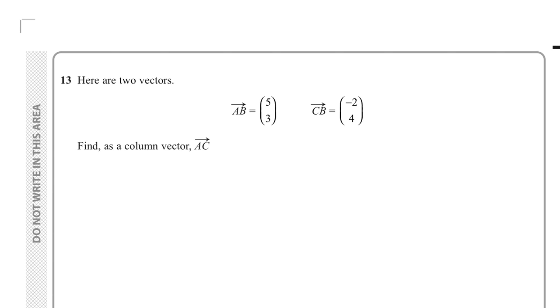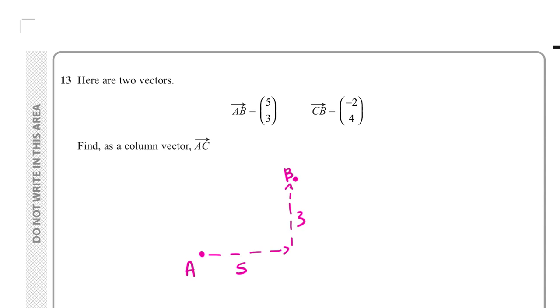Question 13. Here are two vectors. AB is (5, 3), and CB is (-2, 4). We want to find as a column vector AC. What I like to do with these types of vector questions, the way my brain works, is to draw them out. So think about A. If A is here, how do I get to B in column vector form? This means I'm going across 5 and I'm going up 3. And this gives me B.